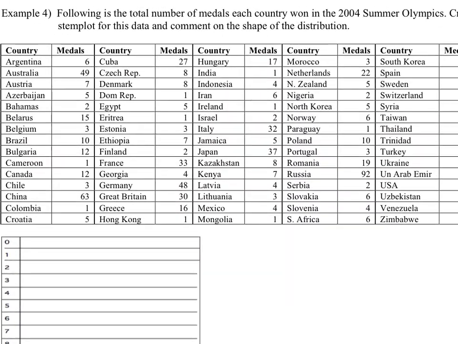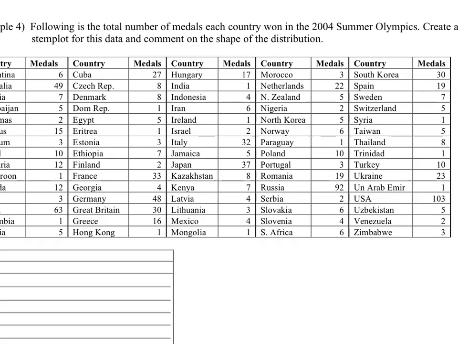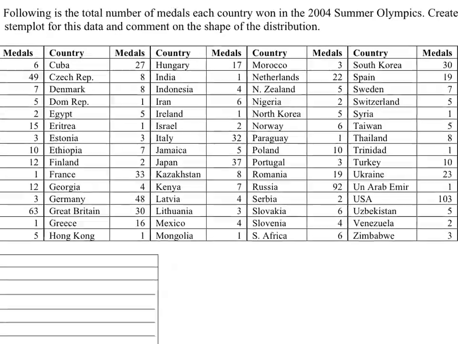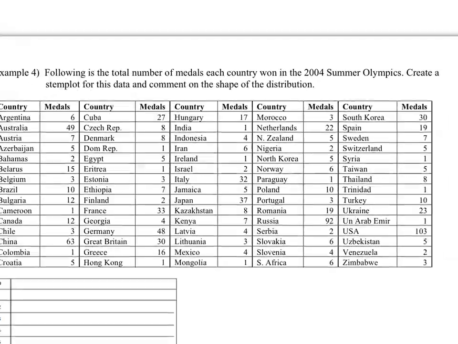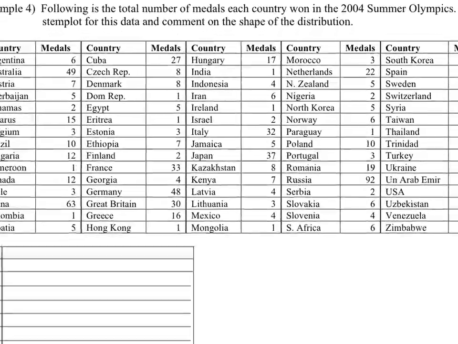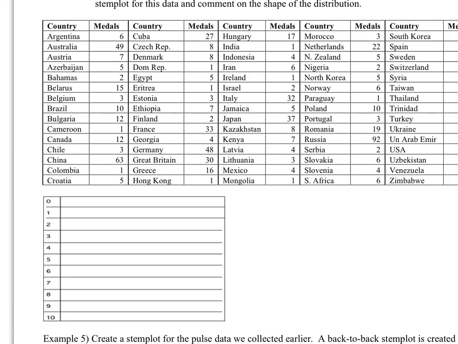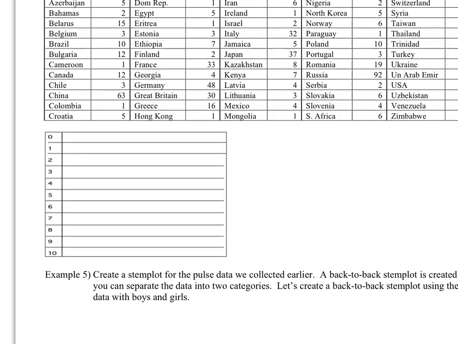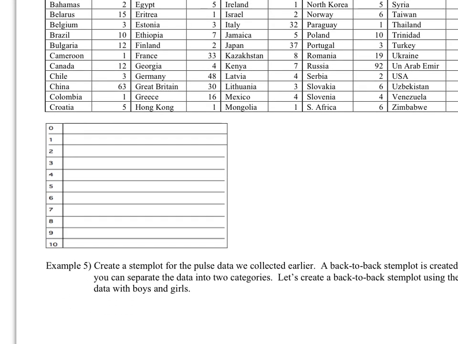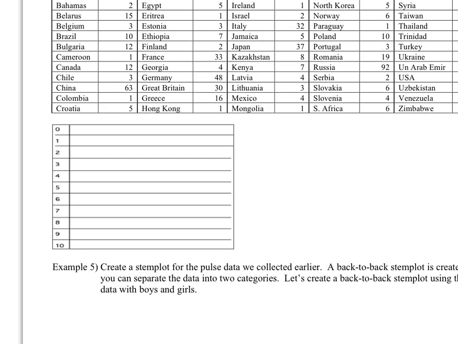All right, 4. Following is the total number of medals each country won in the 2004 Summer Olympics. Create a stemplot for the data. So this is not a back-to-back stemplot. The boys and girls was a back-to-back. This is just one stemplot, and he kind of did you a favor. He put 0, 1, 2, 3, 4, 5, all the way to 10.